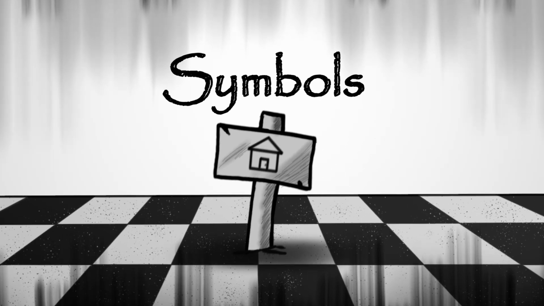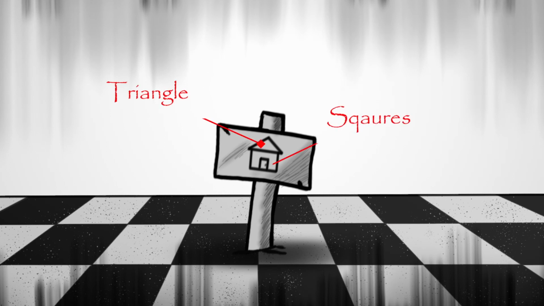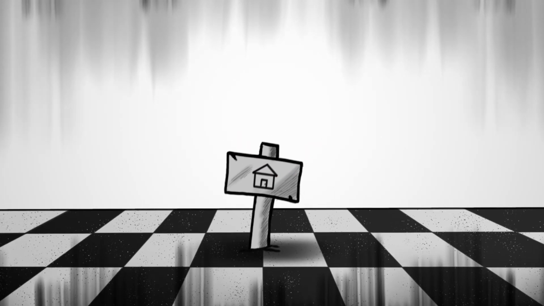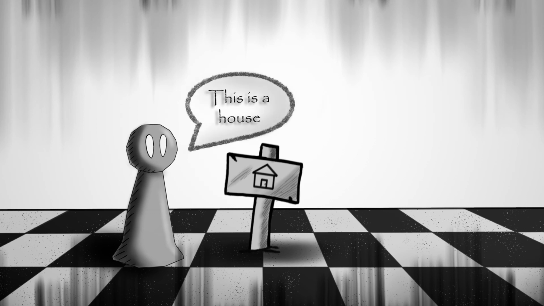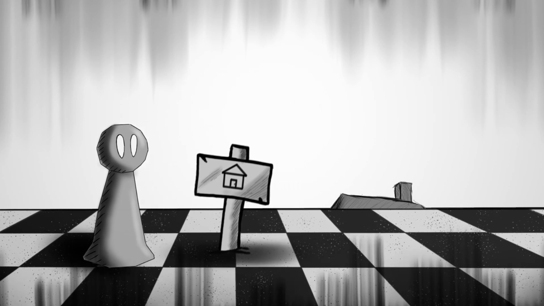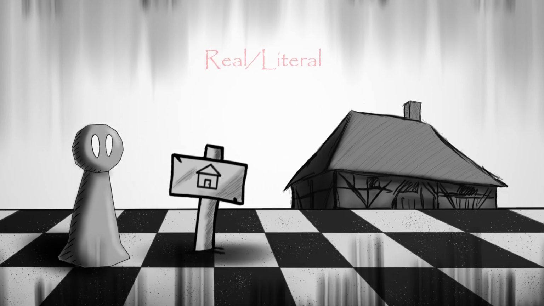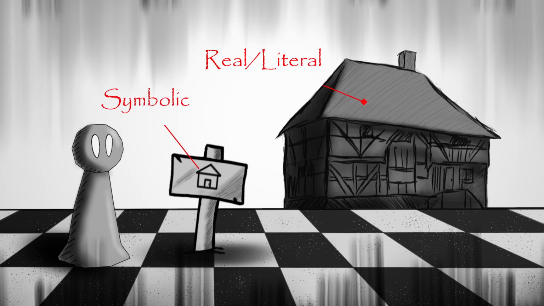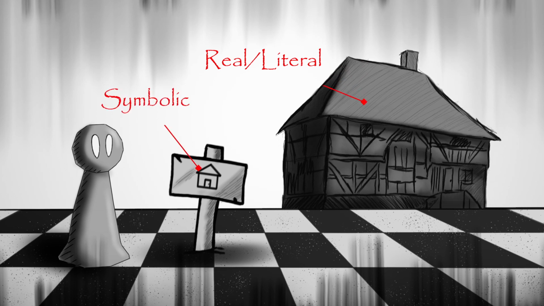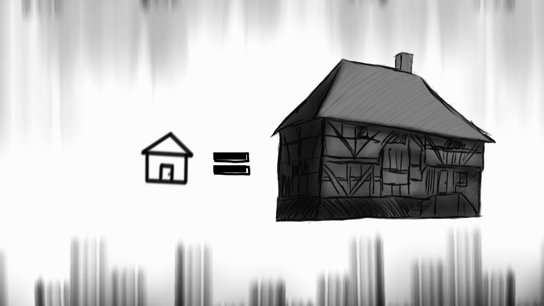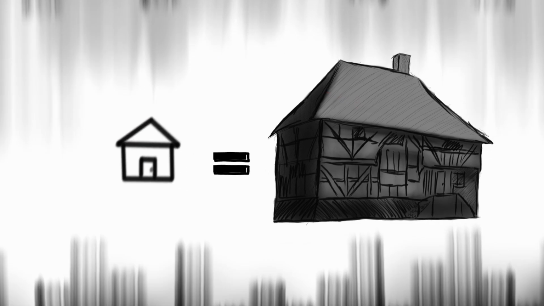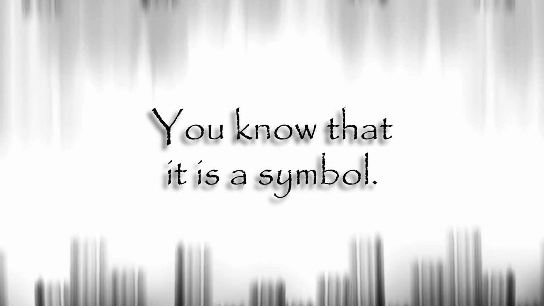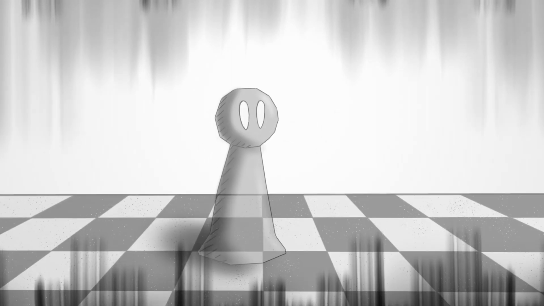It could be that I draw a house with a triangle and a few squares. Well, you would look at that and you would say, this is a house. But in actuality, it is not a house. It is symbolic for a house. It is a drawing. It is a few lines. That's all it is. It is no house, but you know that it means a house. You know what is conveyed by it. You know that it is a symbol. This is the mindset you must have.